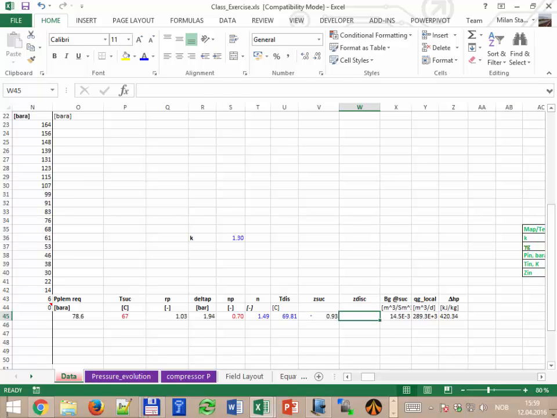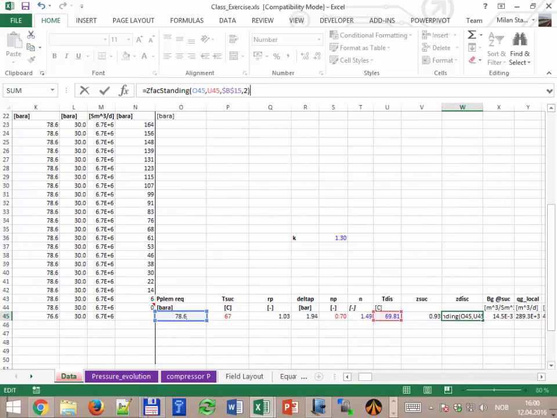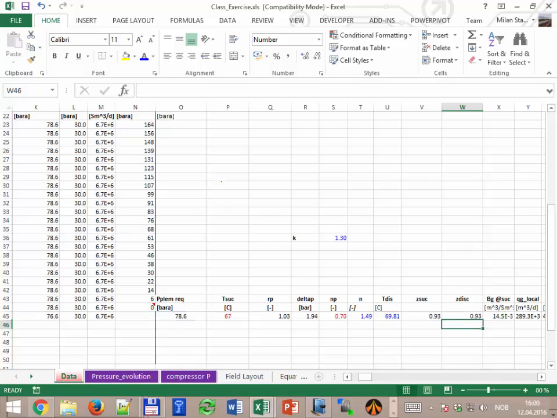Okay, and here we can copy exactly the same equation, but here it has to use the, oh, I forgot, this was temperature at the discharge. Okay, and the pressure, you should use the pressure also at the discharge. Okay, like that. So actually didn't change almost anything. Yep, okay, seems to be okay.